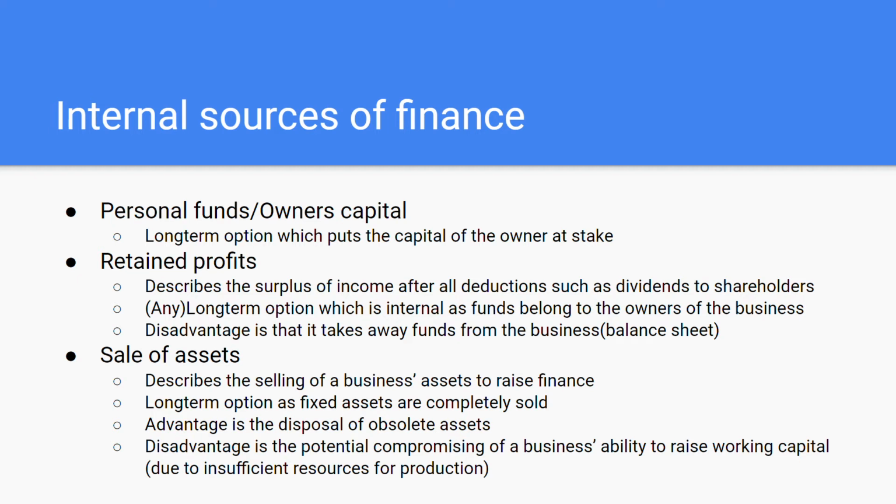And then the third and last internal source of finance is the sale of assets, which describes the selling of a business's assets to raise finance. One example would be if a company has a premise that is not used anymore, or that they still use but they also need the money, and they sell that premise or property, then this would be considered a sale of assets and an internal source of finance. This is a long-term option as the fixed assets are sold completely.